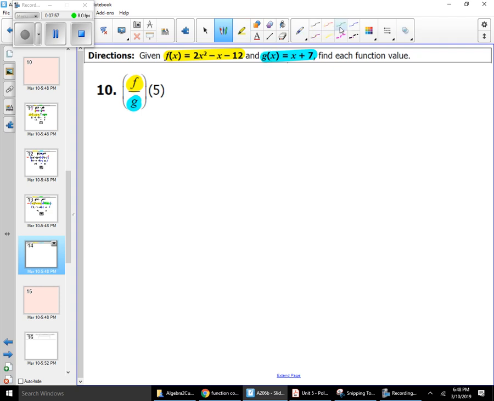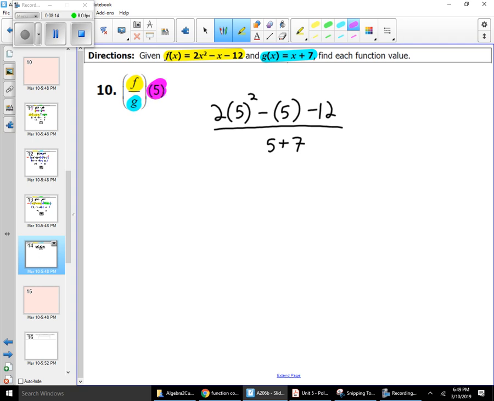So I'm going to take f, which is 2x squared, and evaluate it at 5. 2x squared minus x minus 12. All of that is going to be over 5 plus 7. Again, if you're concerned about that 5, that was our given value that we are evaluating this function at. So simplifying this a bit, 5 squared is 25. Doubling that will give us 50. From that 50, we're subtracting the 5 and a 12. In the denominator, 5 plus 7 is just 12.